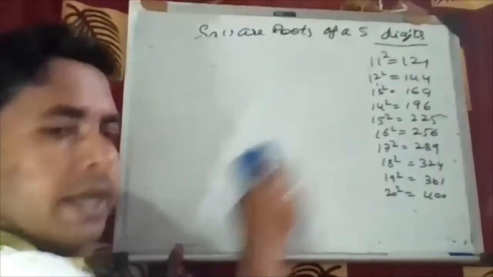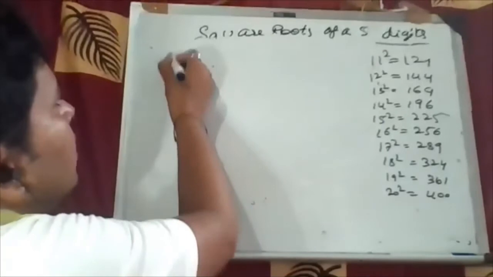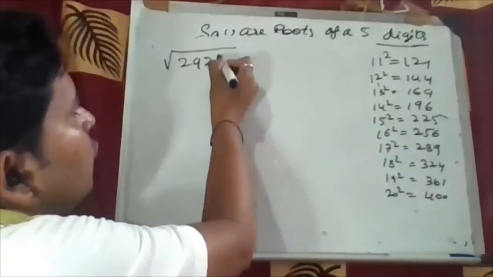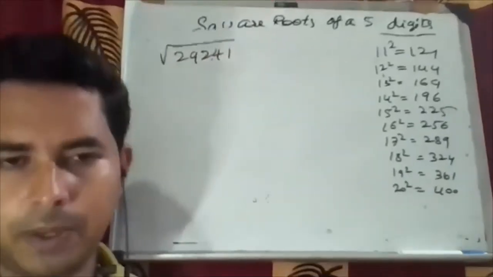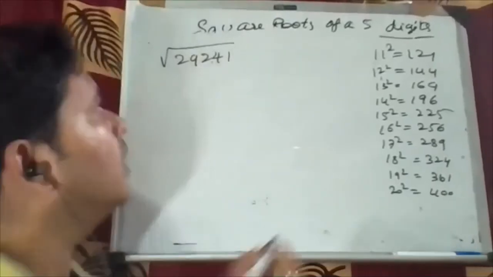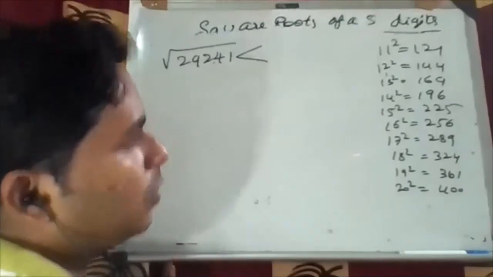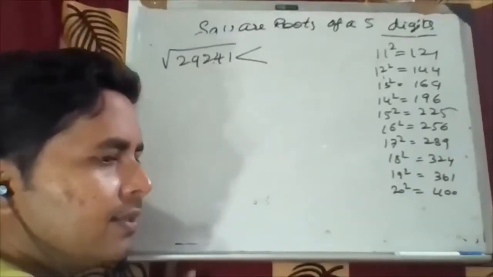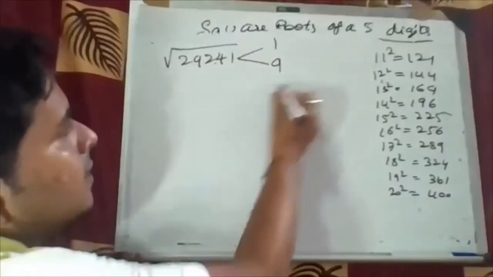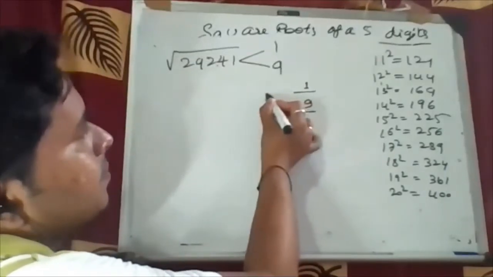Now we'll take one example, and you will be able to solve it, or else you can try. Take 29241, a 5-digit number. Here the unit digit is 1, as usual. So your answer's last digit should be either 1 or 9. So the last digit should be 1, or else 9.